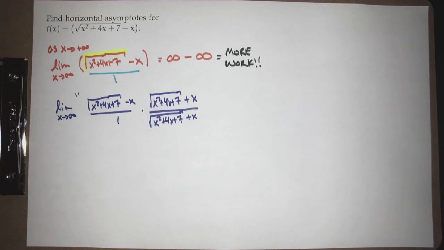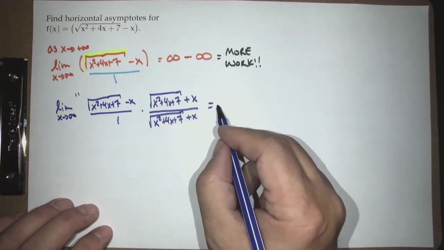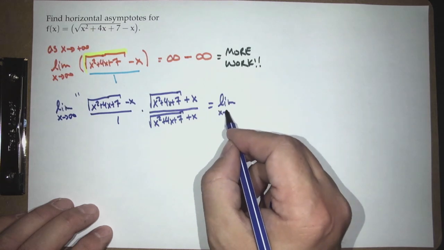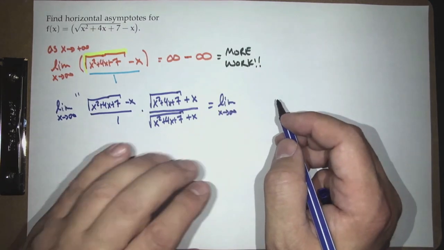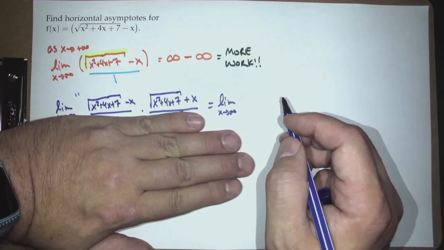Okay, now why do we do this? Well, conjugation is great at getting rid of square roots. So if you see square roots, that's why we think, hey, maybe conjugation. So this becomes the limit as x goes to infinity. Well, what happens upstairs?